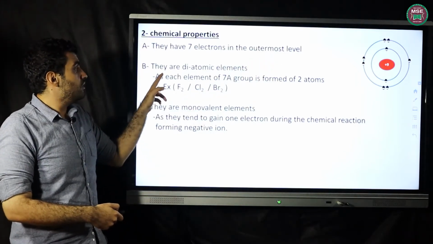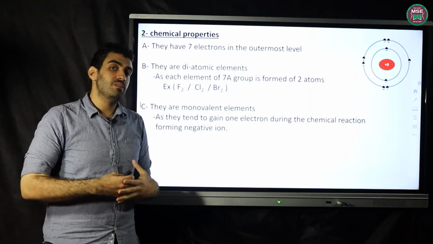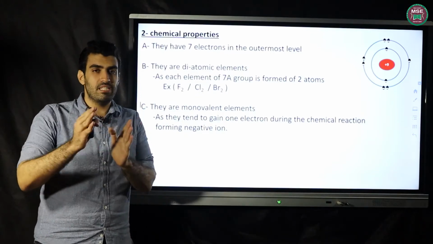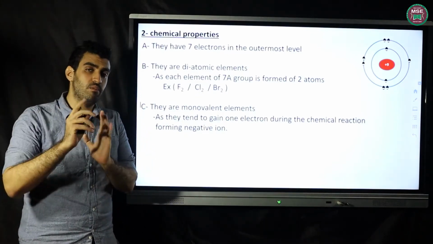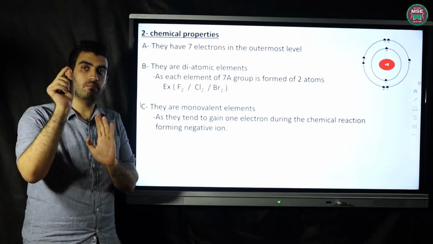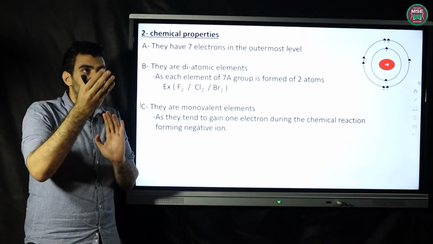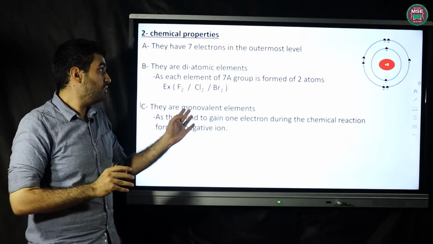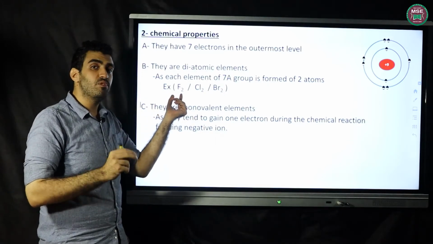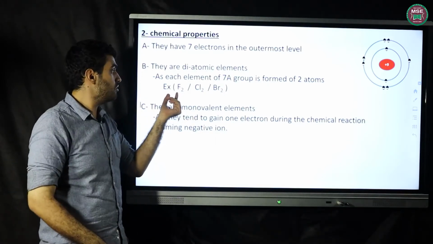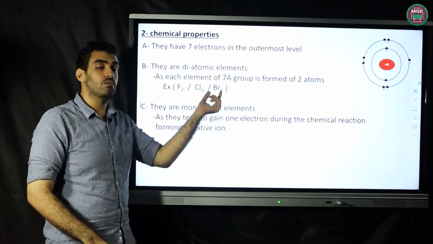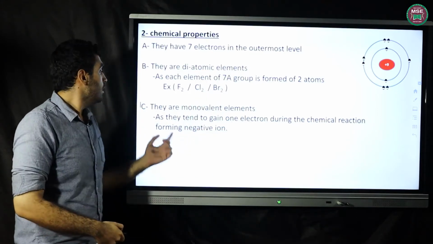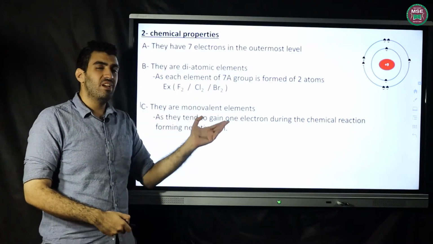Number 2, they are diatomic elements. What is meant by diatomic elements? The monoatomic elements in the alkali metals are formed of only one atom. Sodium, one atom. Potassium element, one atom. But here, when I say fluorine element, I have to bring 2 fluorine atoms together, or 2 chlorine atoms, or 2 bromine atoms.